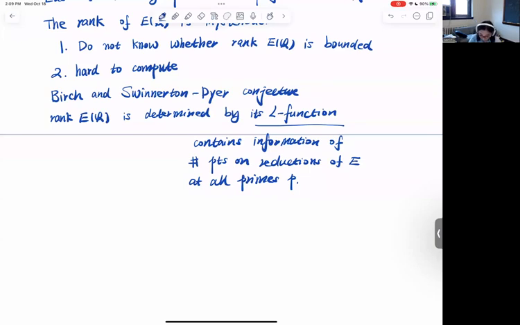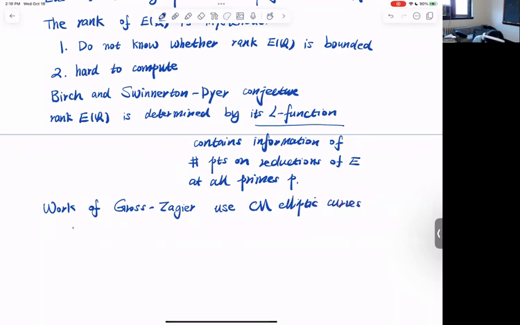Okay, so one thing I want to discuss today is the work of Gross-Zagier. The point is to use CM elliptic curves to construct rational points on elliptic curves.